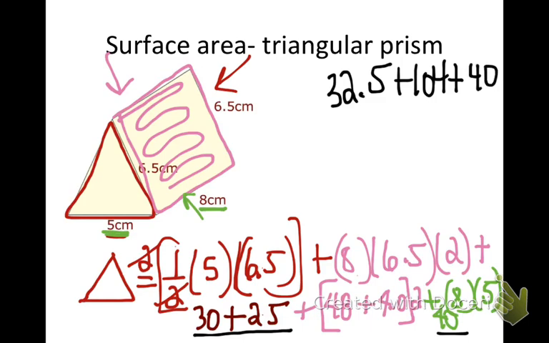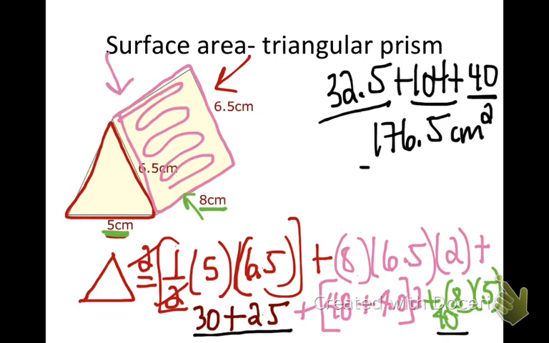So 30 plus 2.5 is 32.5. Plus 48 plus 4 is 52. Times 2 is 104. Plus my 40. All right, so what's my total here? I have 32.5 plus 104 plus 40. So 32 plus 104 gives me 136.5 plus 40 gives me 176.5 centimeters squared. Double check my math though. Sometimes I make little mistakes.